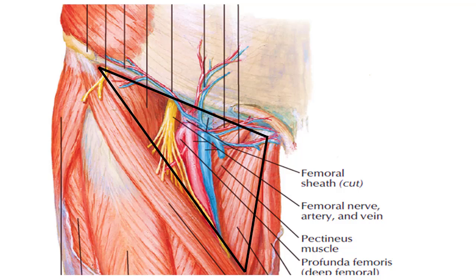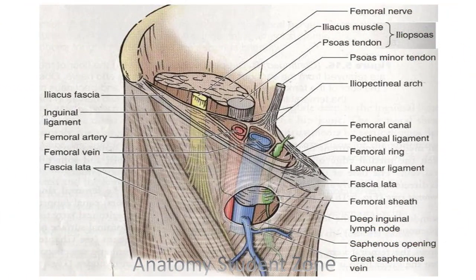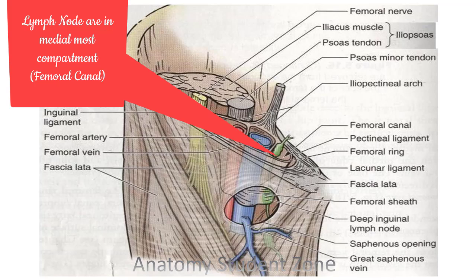So we already know and covered in the femoral sheath that the lymph nodes are located in the most medial compartment of the femoral sheath, and lymphatics, which are included in the medial most compartment of the femoral sheath, we are going to name as the femoral canal. So it's not compulsory that you always have to remember the content from lateral to medial.